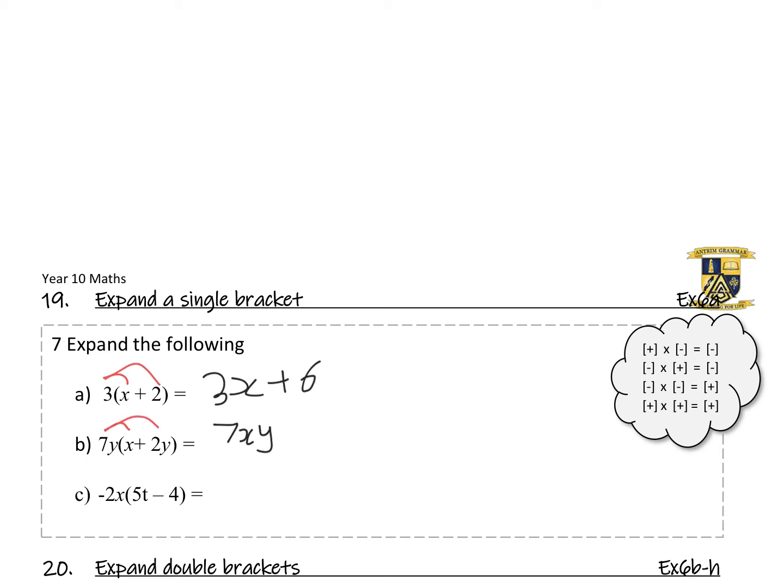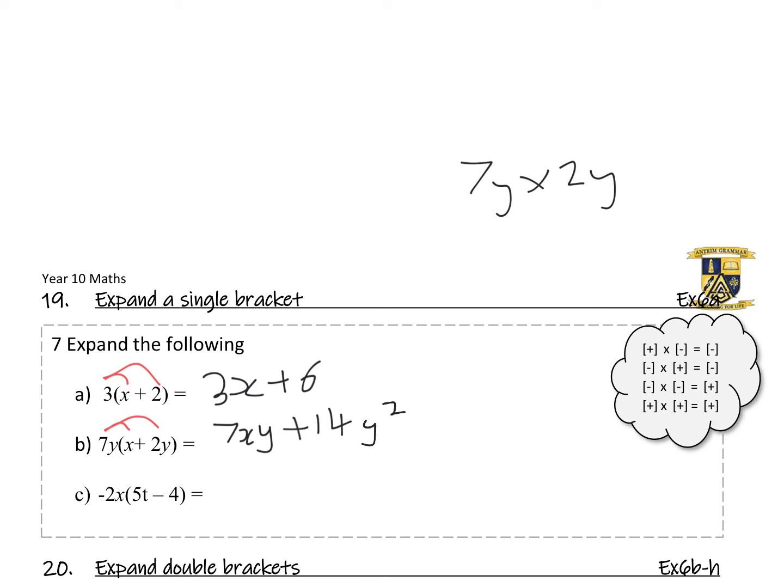And then 7y times 2y. Sometimes if there's a lot happening, you can write it out separately to think it through. 7 times 2 is going to be 14. And y multiplied by y is the same as y squared.